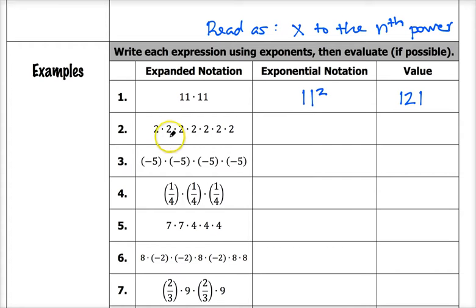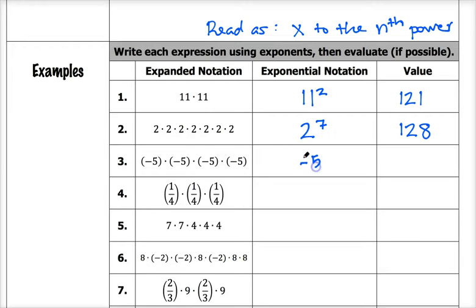Number 2, we have 2 times 2 times 2 times 2 times 2 times 2 times 2. That's 2 times itself 7 times. And if I multiplied 2 by itself 7 times, I would get 128. Okay, 128.